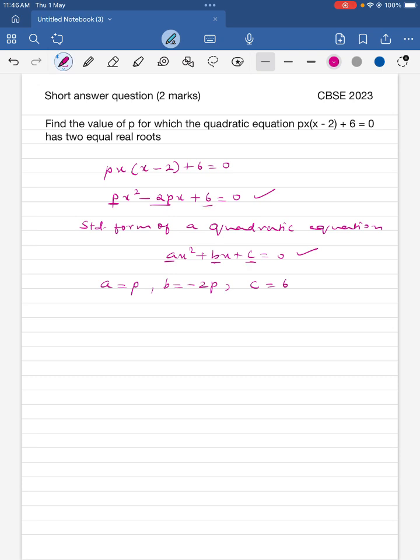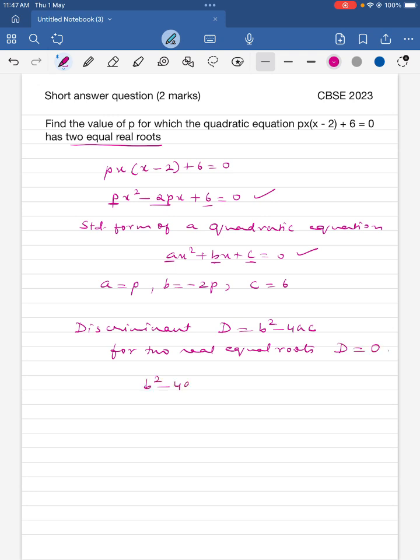Okay, now they've given in the question that the roots of the quadratic equation are equal. It has two equal real roots. So let me calculate something called the discriminant of the quadratic equation. Discriminant D is equal to b² - 4ac. And for two real equal roots, I know that the value of D has to become equal to 0, which means b² - 4ac is equal to 0. So let me substitute the values that we found out for a, b and c.